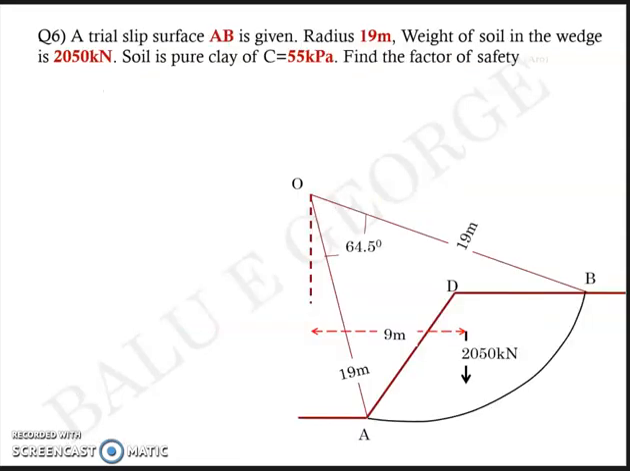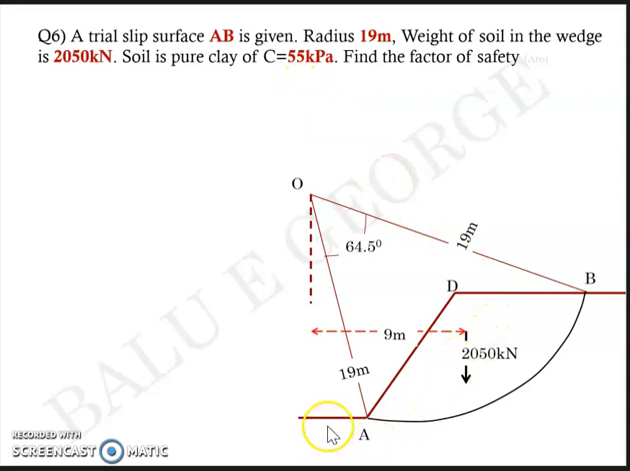Next question. A trial slip surface AB, as you can see in the figure, is given with the geometry of radius 19 meters and the weight of the soil wedge is given as 2050 kilonewton. The soil is pure clay with cohesion 55 kilopascal. You are asked to find the factor of safety.